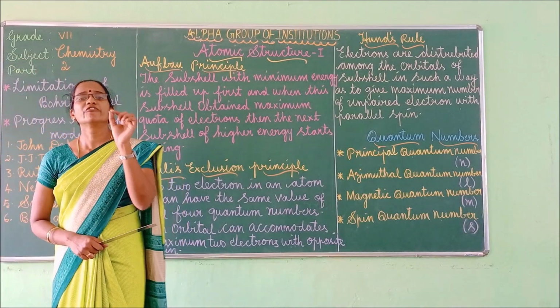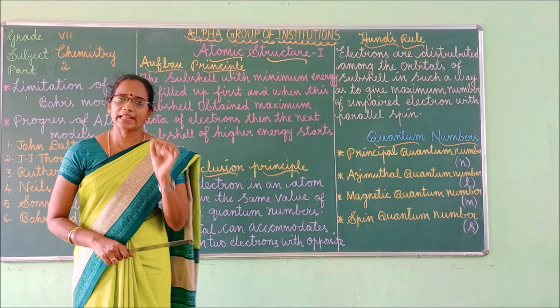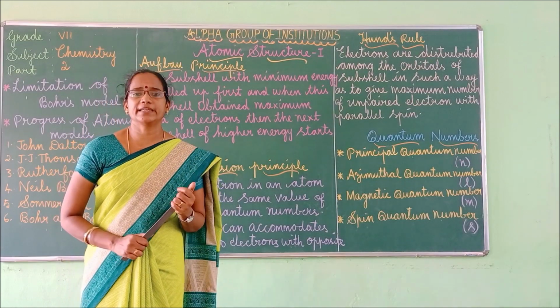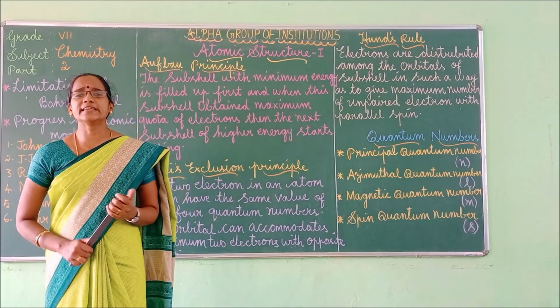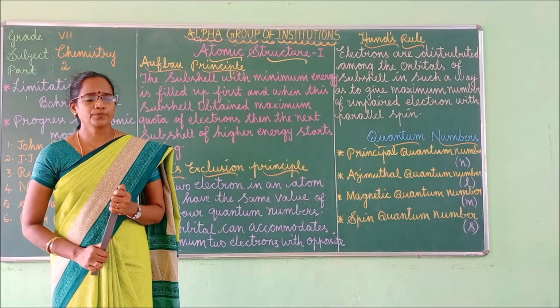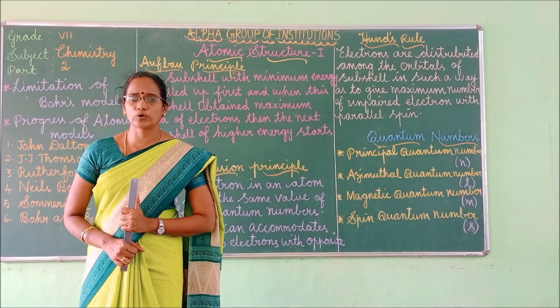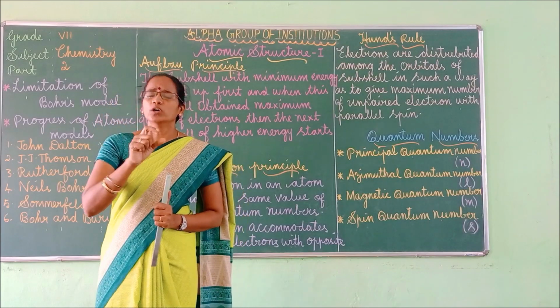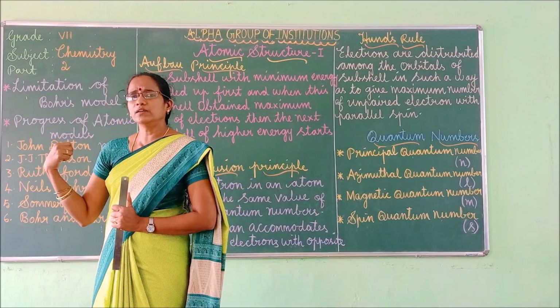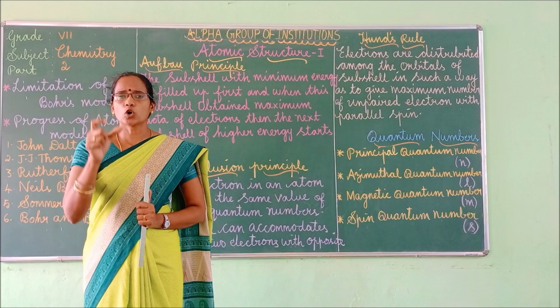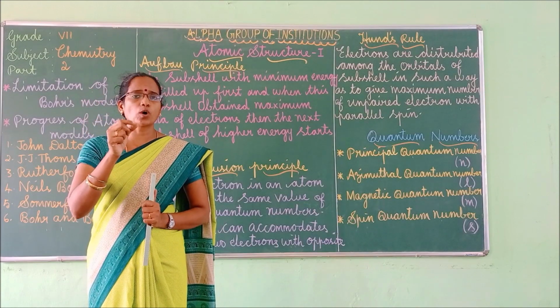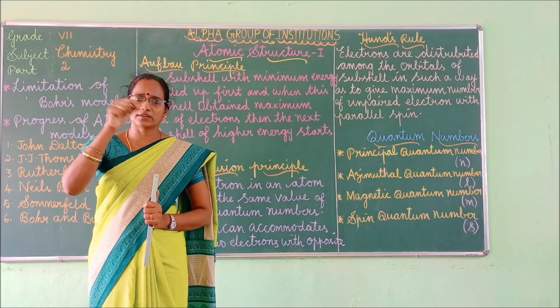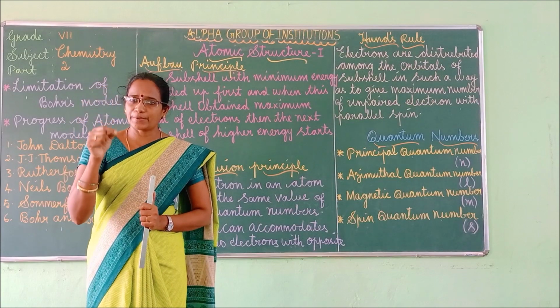Embedded means what? Fixed in it. Okay, electrons were fixed in it, just like the seeds of a guava fruit. You might have seen the guava fruit. Seeds were fixed in it, isn't it? So J.J. Thomson's model resembled the guava fruit. In that guava fruit, some seeds were embedded in it.